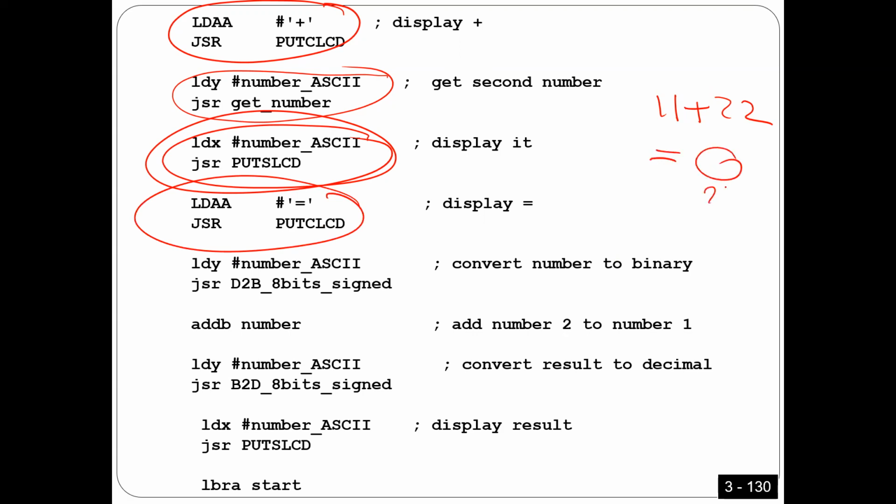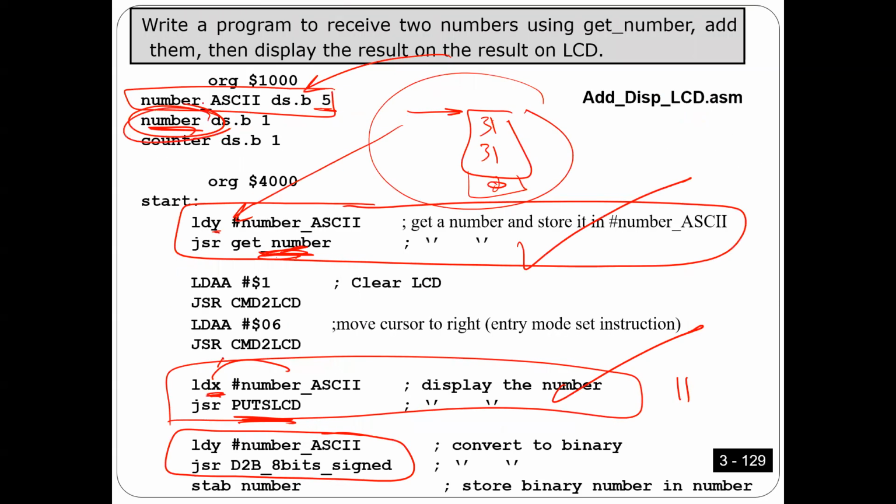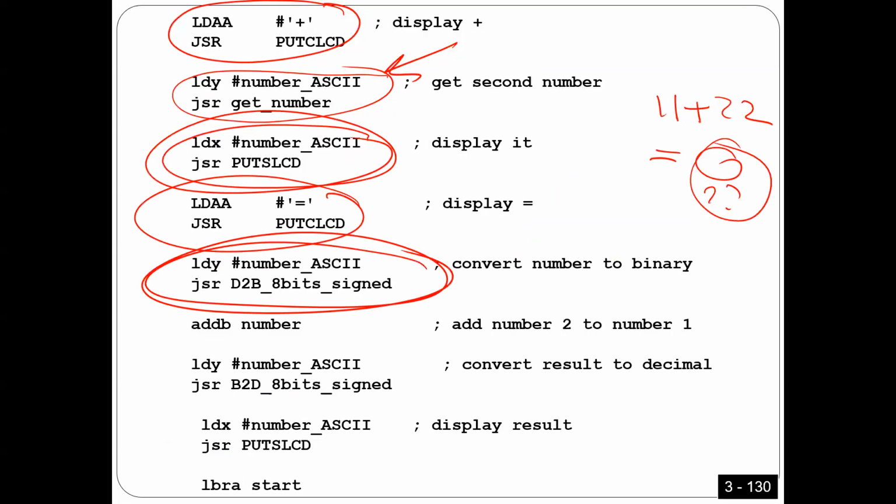Now I want to get the result to display. How can you get the result? Before you add the second number, you have to convert it to binary, right? That's what I did here. You have to convert the second number to binary. Now I have two binary numbers. One in number, this is the first one I got. The second one I got here in register B. So now I need to add these two binary numbers together. Now I have the result, which is 33, but in binary.